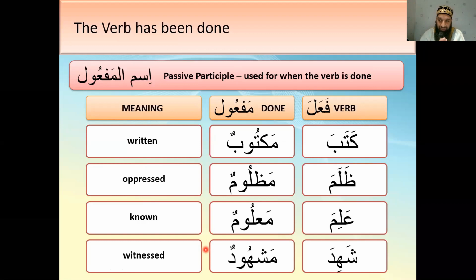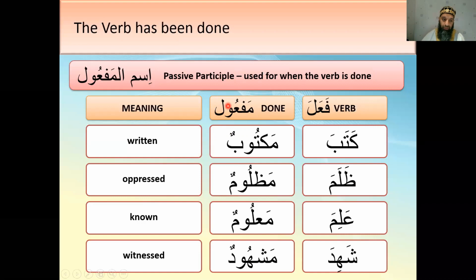So this is the next main template. Look, I'll give you one. Inshallah, you all know this word, inshallah. Karaha means to dislike. He disliked. Put karaha through this maf'ul machine. Karaha becomes makruh, makruhun. What is makruh? We all know what makruh means.